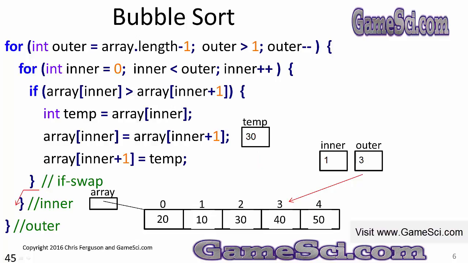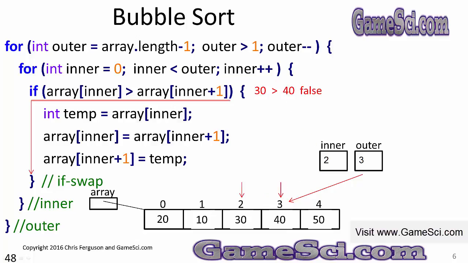We'll hit the end of the if statement, which will reach the end of the inner for loop. The end of the inner for loop takes us back up to the top. Inner plus plus takes us to 2, and now inner will be pointing at slot 2 or index 2 of the array. Array sub inner greater than array sub inner plus 1 is 30 greater than 40? That is a false statement.